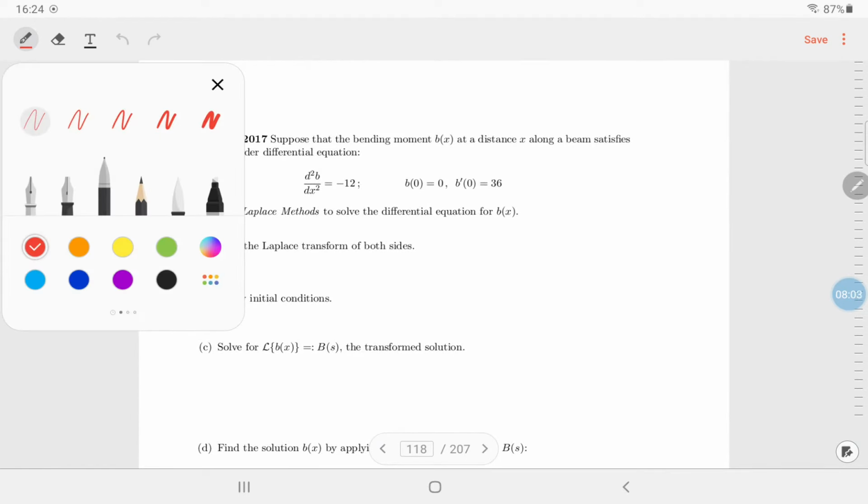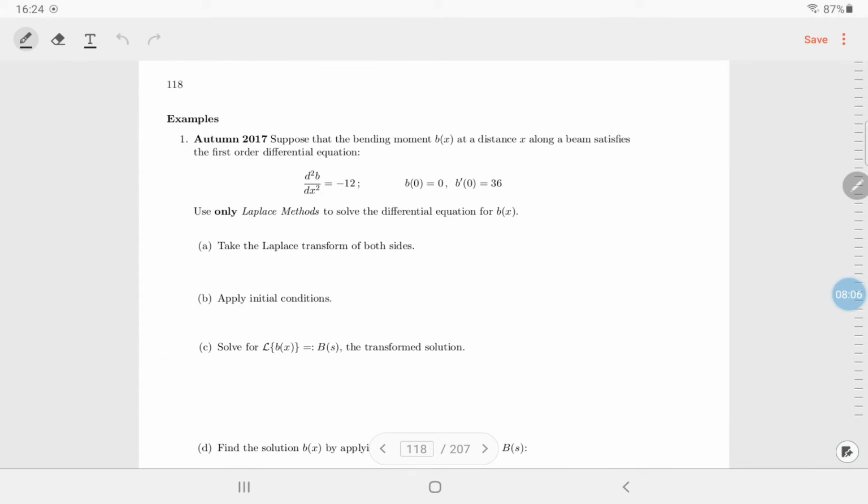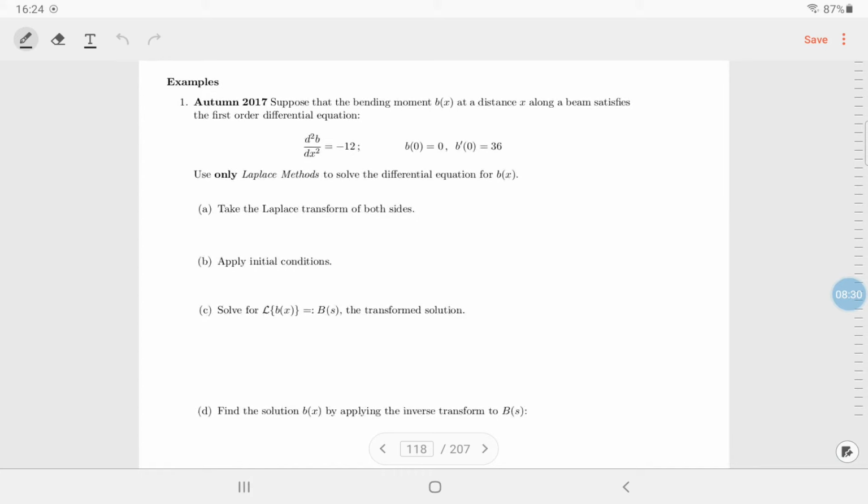Right, so we're keeping the 4 steps in our head, but we're not specifying them like this. The 4th step can be really, really long. Okay, so suppose the bending moment B of x at a distance x along a beam satisfies this differential equation. Now, I don't know why I use B rather than M here. There must have been some reason. Use only Laplace methods to solve this.